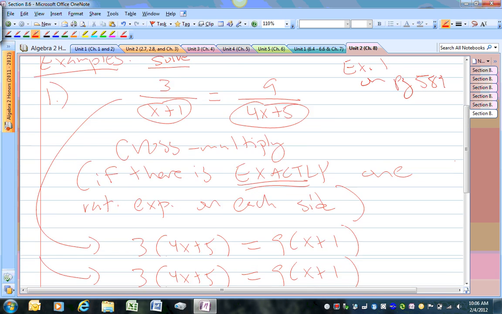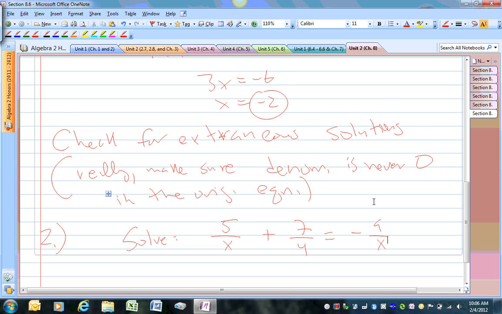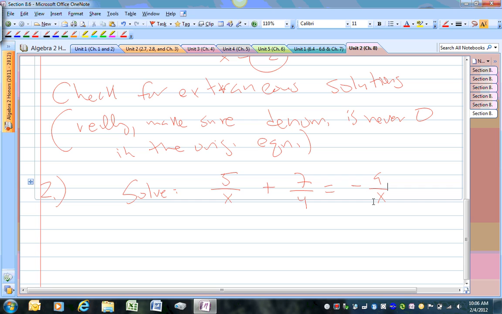So let's try another one now. Let's step up our game here. Number 2. We're going to solve the following equation: 5 over x plus 7 over 4 equals -9 over x. And this is example 3 on page 590.